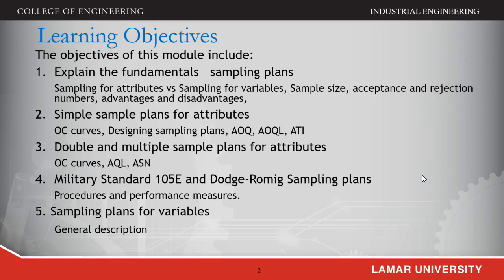Also, we are going to talk about the simple sample plans and how the operating characteristic curves work, how we design the sampling plans, and some performance measures including the average outgoing quality, the average outgoing quality limit, and the average total inspected. Similarly, for other plans, we have the double and multiple sample plans for attributes. We are also going to discuss how the OC curves are computed in that case, and the average quality limit and the average sample number.